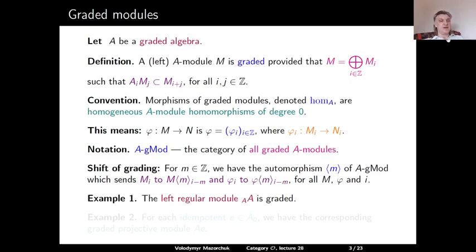For example, the left regular A-module is graded. This is just a definition of the graded algebra. More generally, for any idempotent e in A_0, the corresponding projective module Ae is also a graded module.